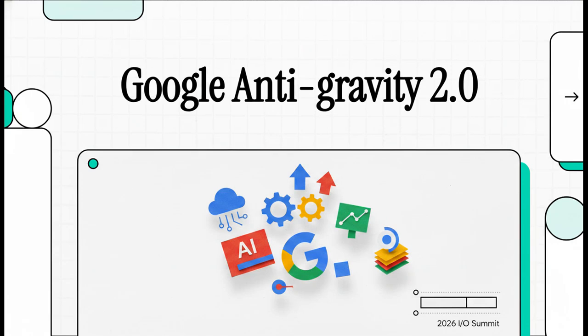Welcome to The Explainer. We're jumping right into one of the most groundbreaking releases to hit the developer space lately, Google's Anti-Gravity 2.0. Dropped at the 2026 I/O Summit, this tool is literally making everyone completely rethink how we build software. Let's break down exactly what it is and how it actually works.